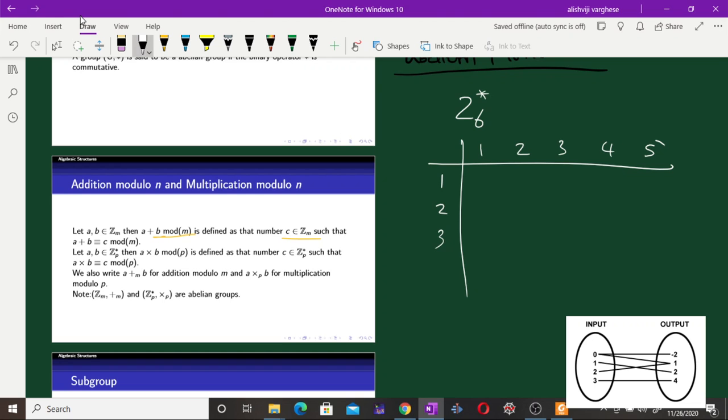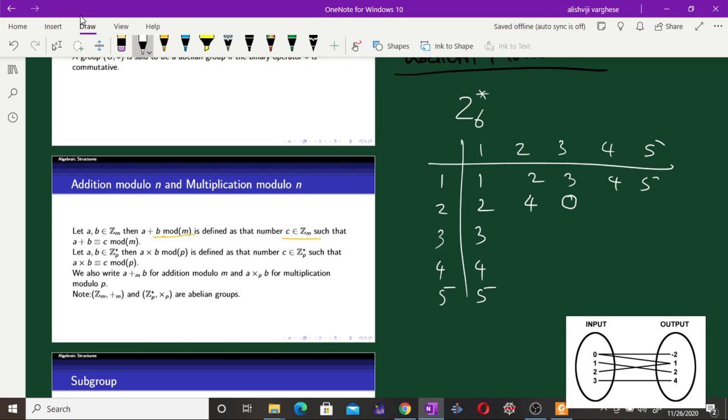1, 2, 3, 4, and 5. The elements obtained are 1, 2, 3, 4, 5. 2 into 2 is 4, 3 into 2 is 6. The remainder obtained when 6 is divided by 6 is 0.